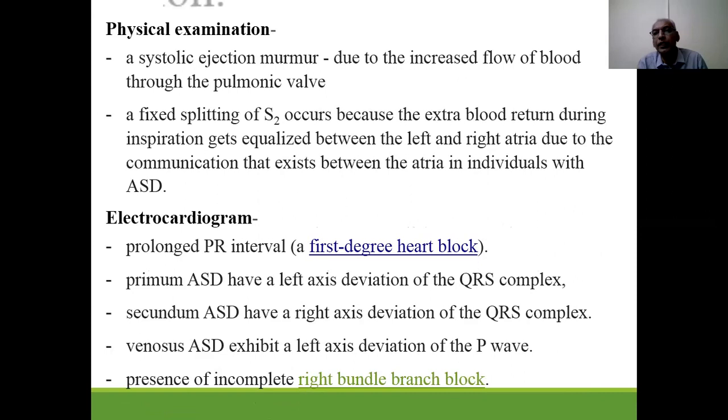If you physically examine a child with ASD, there is a systolic ejection murmur, which is due to the pulmonary valve. There is a fixed splitting of the second heart sound, which is very typical, a wide and fixed split of the S2. ECG shows prolonged PR interval. It suggests first degree heart block. If it is primum ASD, then there is left axis deviation. If it is secundum, then there is right axis deviation.